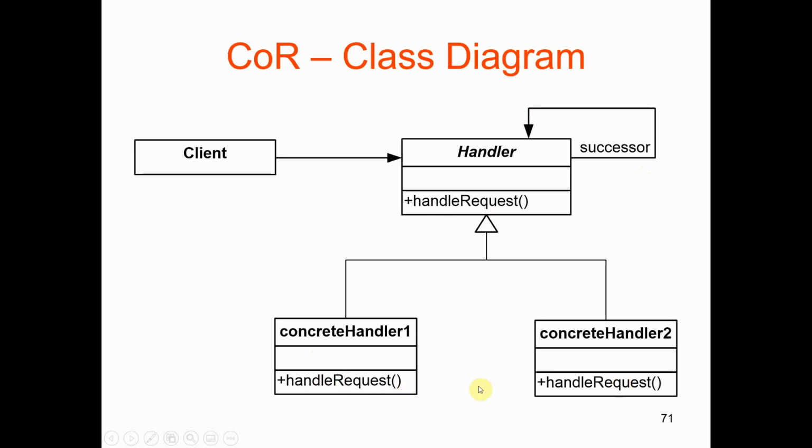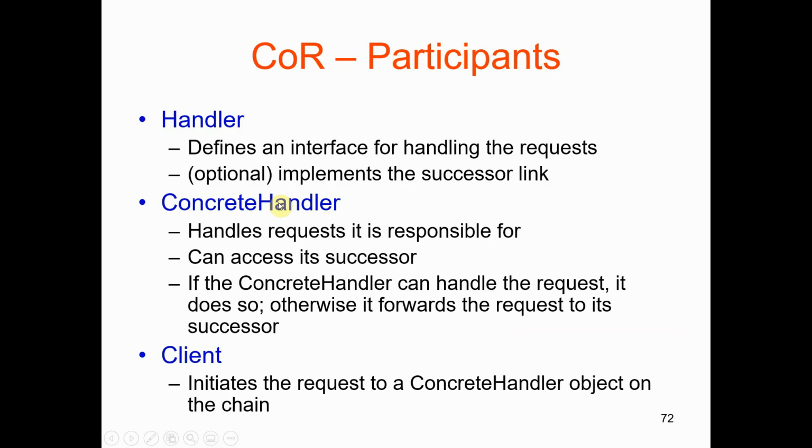In order for the whole structure to work, the client code or some other code needs to assemble the chain first. Then you can use it. So you need to first set up the chain, by calling set successor to set up the chain. Then you can use them in a sequence. Okay.